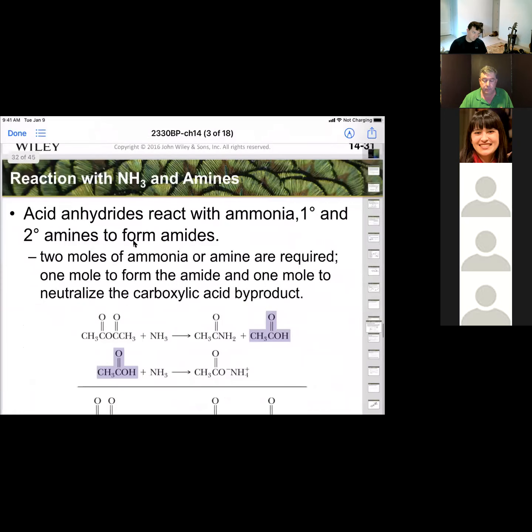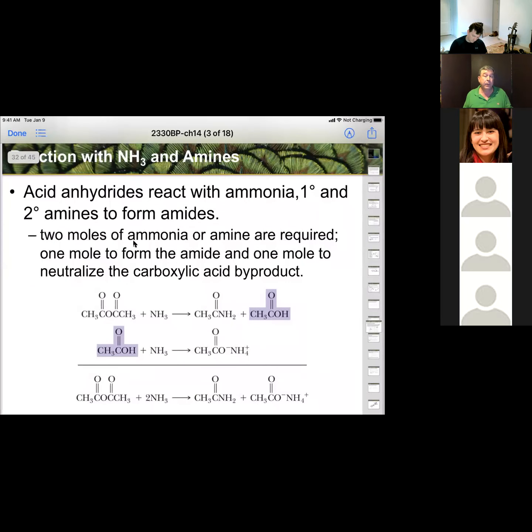And then acid anhydrides also react with nitrogen compounds as long as they have at least 1 hydrogen. But just like before, you have to have 2 equivalents because the first equivalent is going to make your amide. And then when we make our amide, that's going to create a carboxylic acid. The carboxylic acid is then going to react with the basic part of the ammonia to create a carboxylic acid salt. So again, we have to have 2 equivalents of the amine to make the reaction go to completion. And we're going to end up with a salt and an amide.